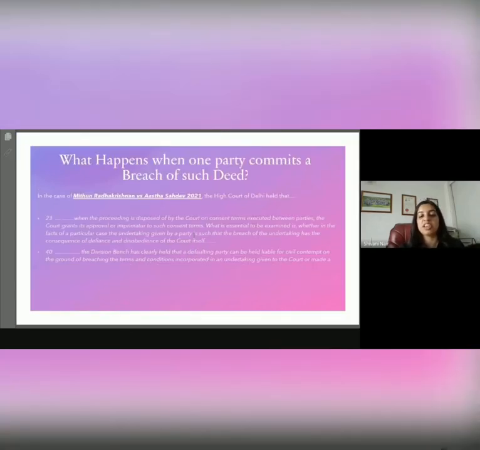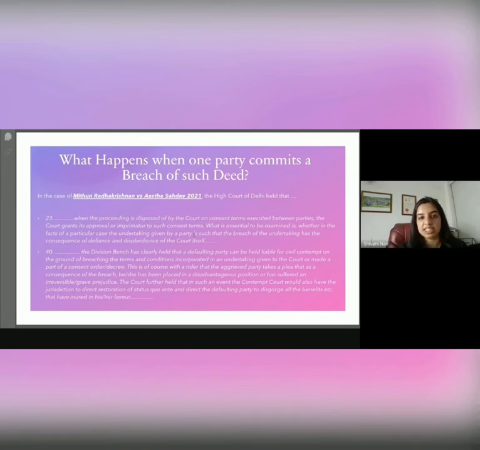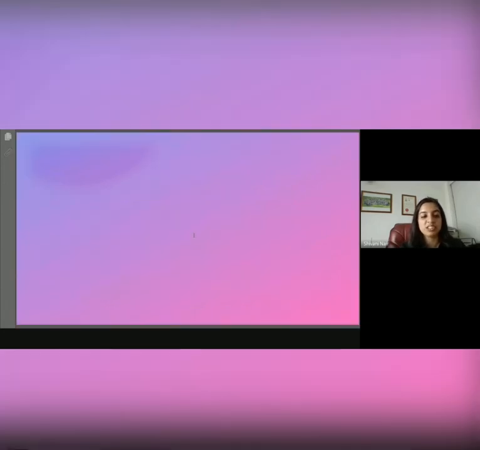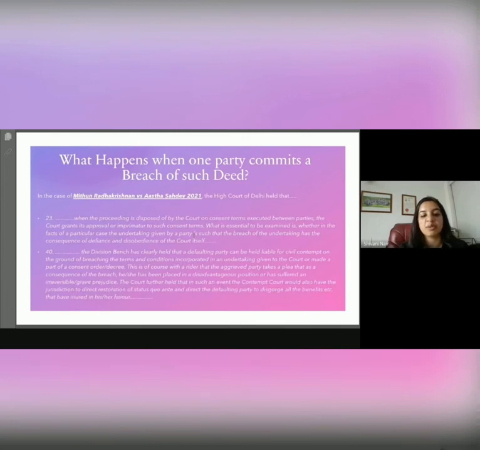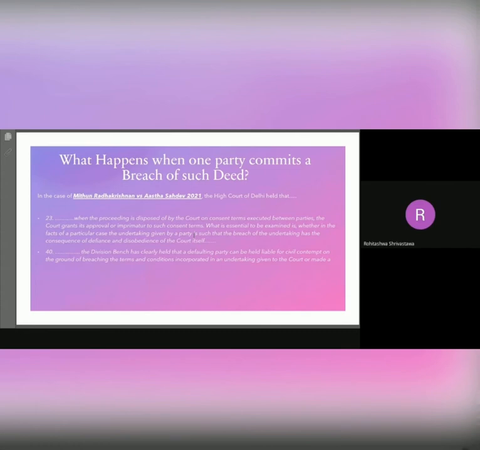This is, of course, with the rider that the aggrieved party takes a plea that as a consequence of the breach, she has been placed in a disadvantageous position or has suffered an irreversible grave prejudice. The court further held that in such an event, the contempt court would also have the jurisdiction to direct restoration of status quo and direct the defaulting party to discharge all the benefits that have been enjoyed.